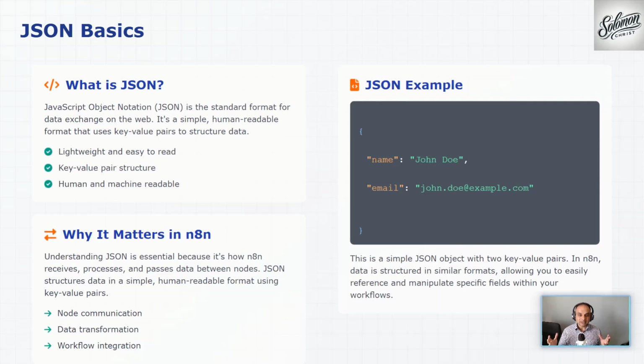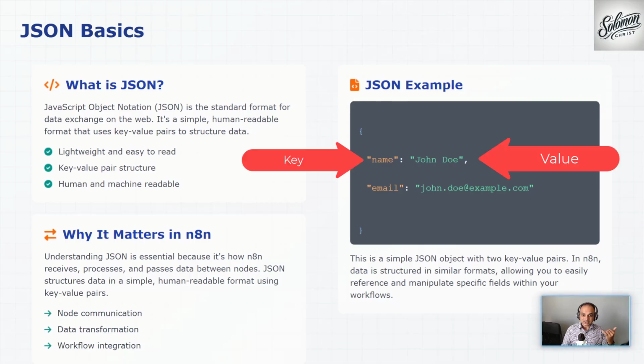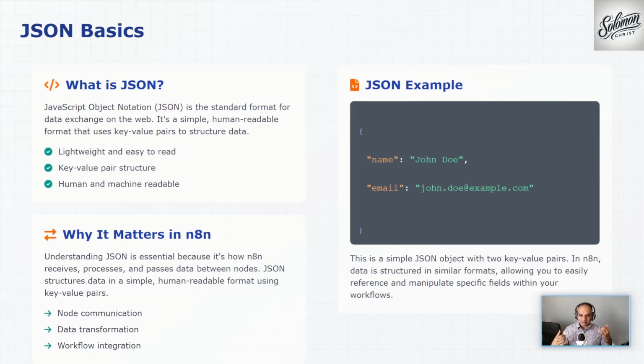Everything is created in something called key value pairs. And so you have a key such as name, and then you've got a value such as John Doe, and email johndoe@example.com, right? So you can see that there, it's a key and value pair. Understanding JSON is essential because this is how n8n communicates with various nodes.